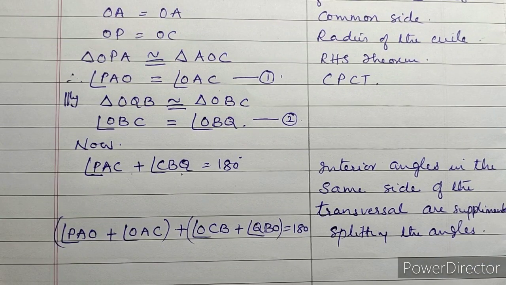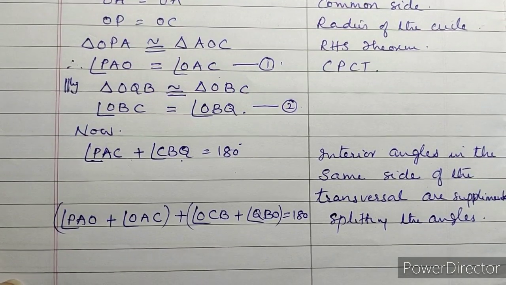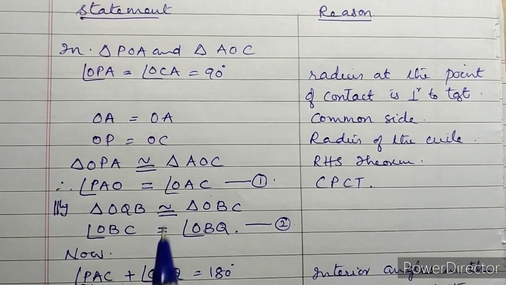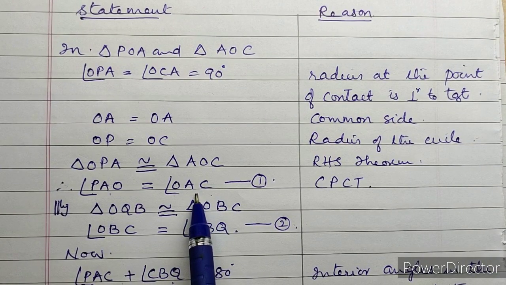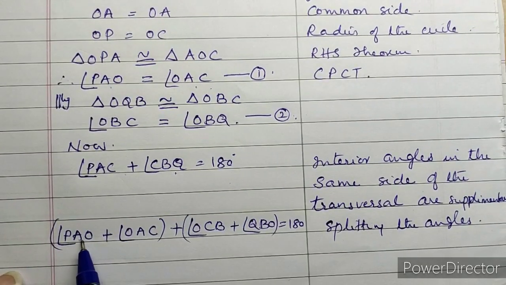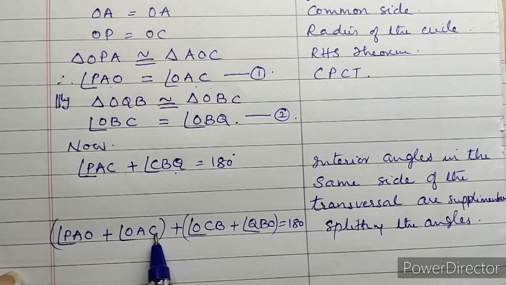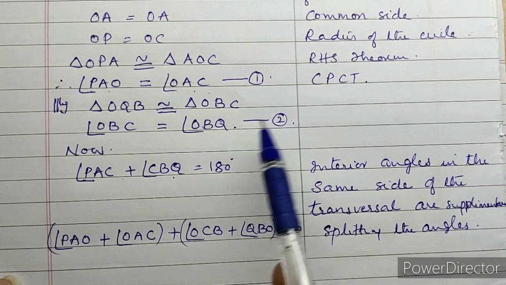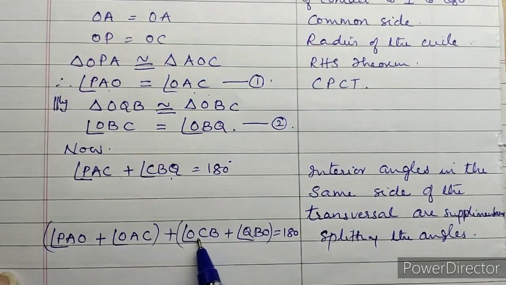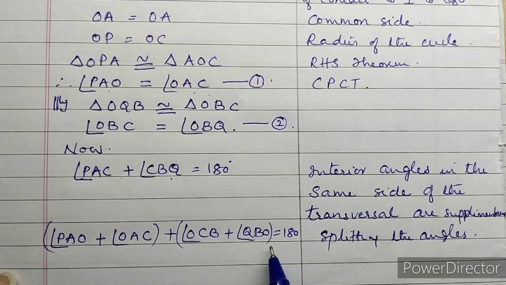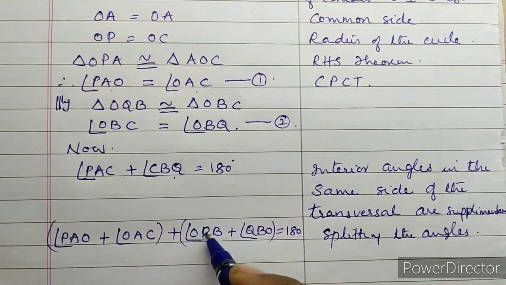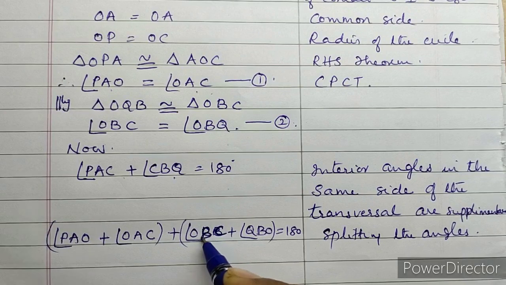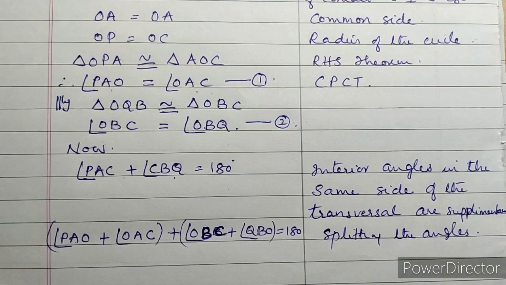Now you have split. Now what is the next step? Just see the first equation, second equation. Angle PAO is equal to angle OAC. See here, angle PAO and OAC are the same, you have already proved. In the second equation you see angle OBC is equal to angle OBQ. OBC is equal to QBO, same thing only. Here this is BC. So see and write properly OBC. So both are B only. So these both are the same.